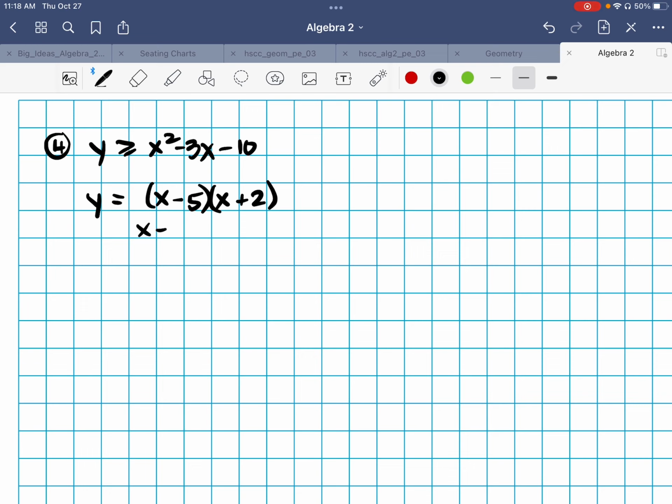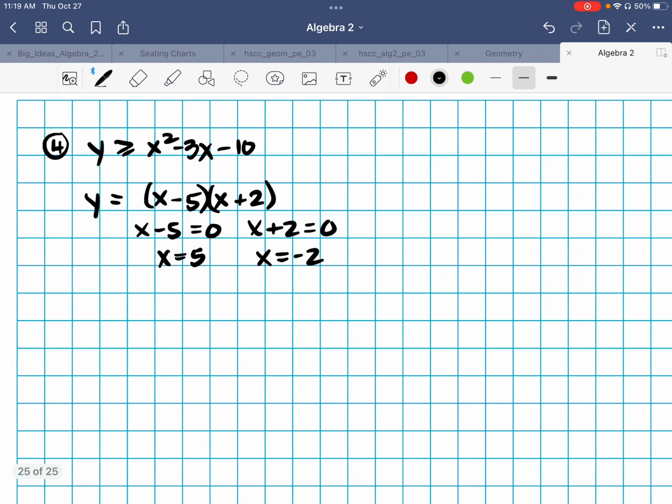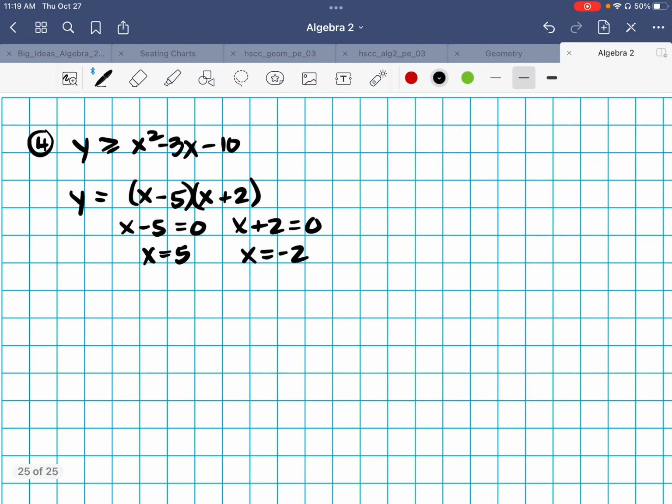So we say x minus 5 is equal to 0, and x plus 2 is equal to 0, which means x equals 5 when I solve that, and x equals negative 2 when I solve that. So now I'm ready to move on to my graphing part. What I'm going to do is graph my x-intercepts, negative 2 and 5.